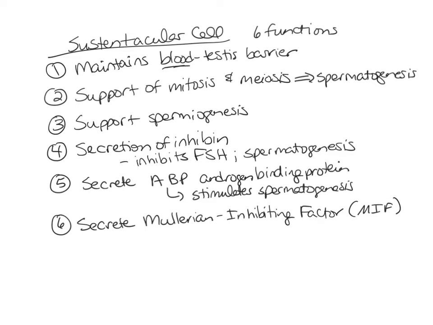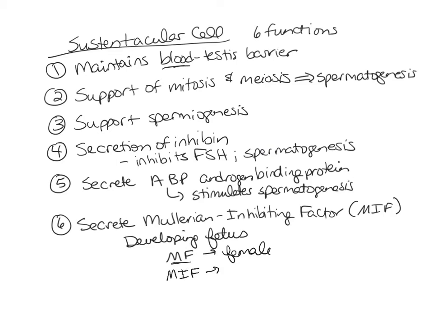So in other words, in a developing fetus, if the fetus does not have the Müllerian inhibiting factor, that fetus will start developing the uterine tubes and the uterus and will become a female. If the Müllerian inhibiting factor is present, then those uterine tubes and the uterus will not be produced, and instead the male fetus will start to develop.